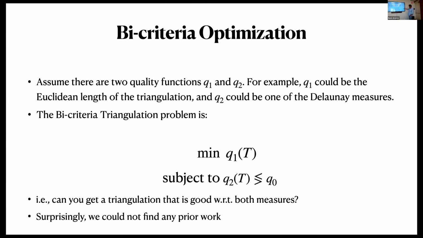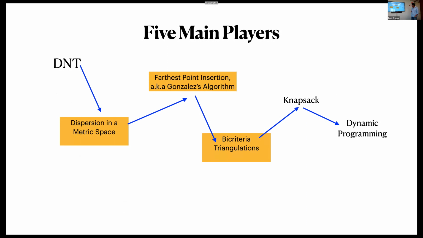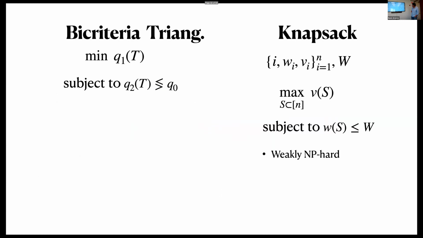And we wanted to study this for arbitrary 2 quality functions, right? So forget about the diversity problem. Given 2 quality measures, find this bi-criteria triangulation. And it turns out that this problem is hard. We could prove that this bi-criteria triangulation problem is unlikely to have a polynomial time solution. And the way we could prove hardness for this is via the problem of knapsack.